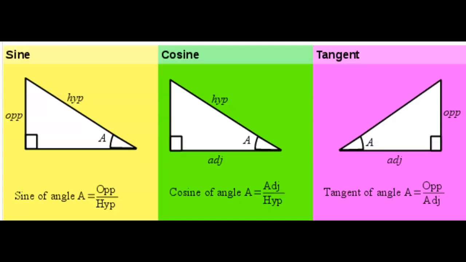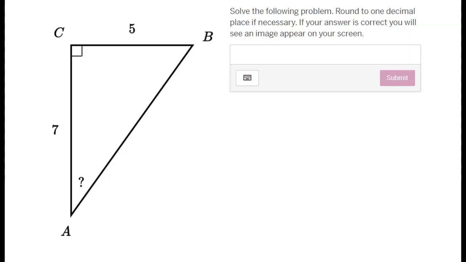Just in case you haven't noticed yet, it is very, very important that you remember these trigonometric ratios. Sine is always opposite divided by hypotenuse. Cosine is always adjacent divided by hypotenuse. And tangent is always opposite divided by adjacent. It is extremely important that you remember SOHCAHTOA: sine opposite hypotenuse, cosine adjacent hypotenuse, tangent opposite adjacent. Let's see if we can solve this problem together.